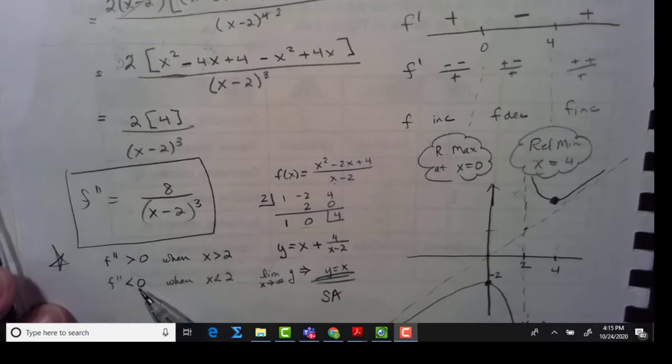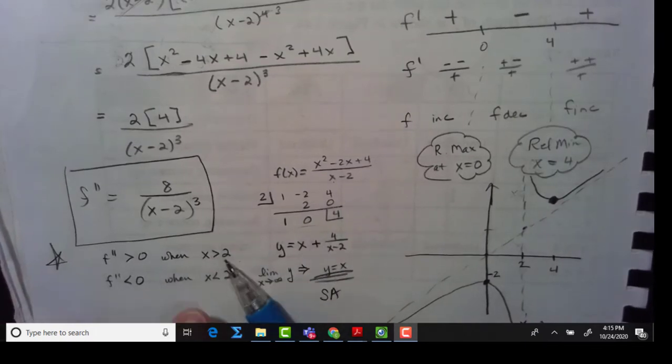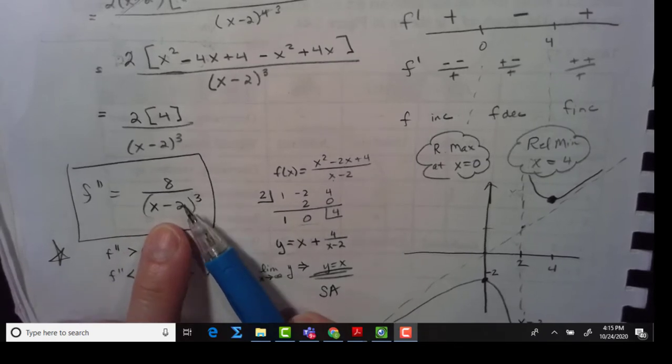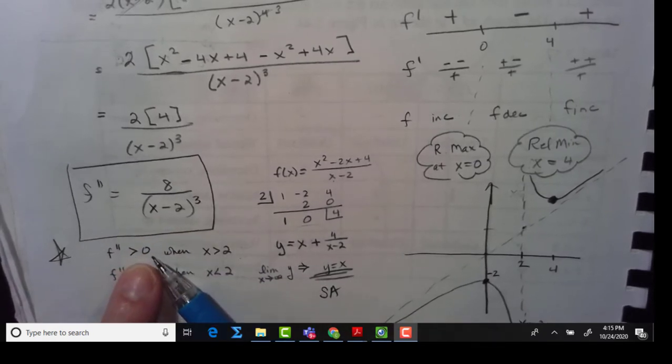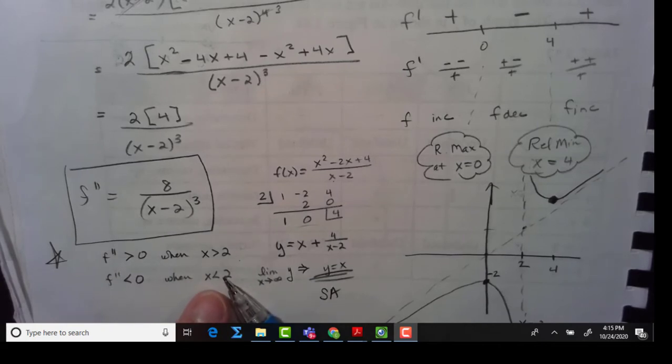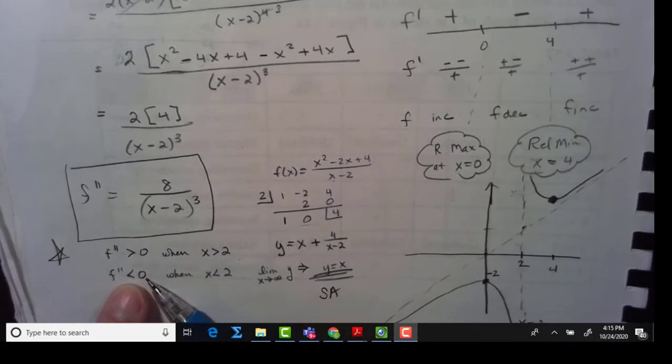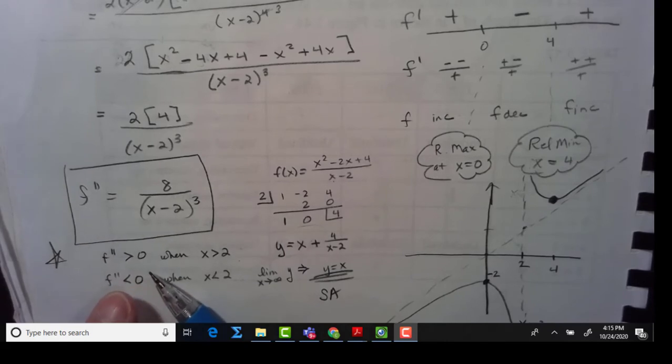However, our concavity is changing. When x is greater than 2, the denominator will be positive, so the second derivative will be positive. When x is less than 2, the denominator will be negative. 8 over negative is negative. So I have concavity change. We just do not have a point of inflection.